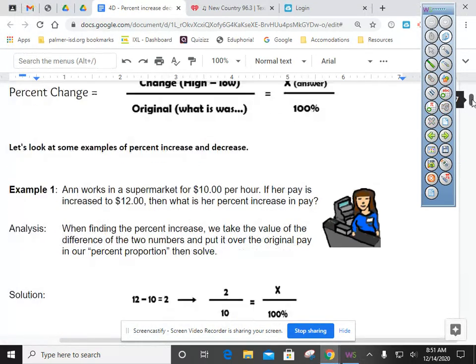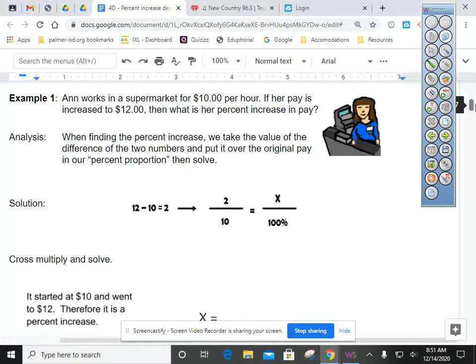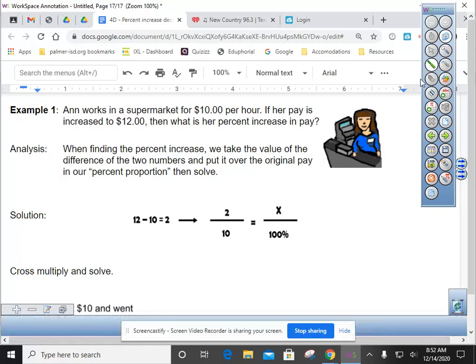Yes, we are. I'm going to start with example 1. Ann works in a supermarket for $10 an hour. If her pay is increased to $12, then what is her percent increase in pay? So when you find the percent increase, you take the value of the difference of the two numbers. That's what this means right here. That means you subtract the high number minus the low number, put that on top, and what did she originally make?